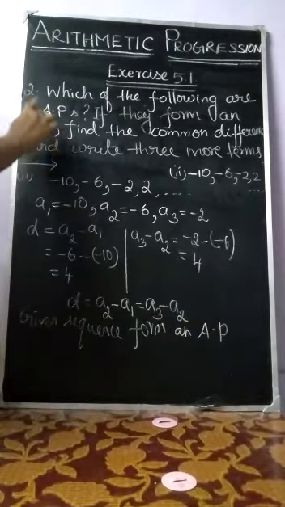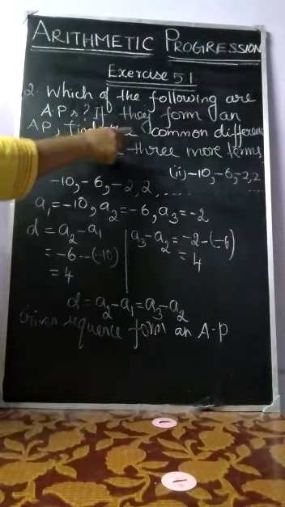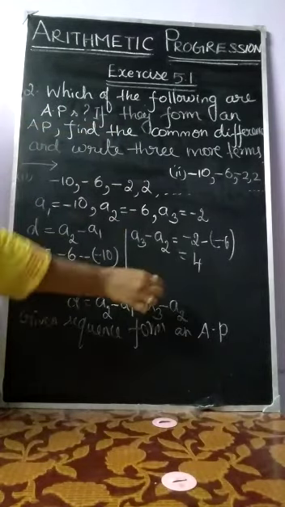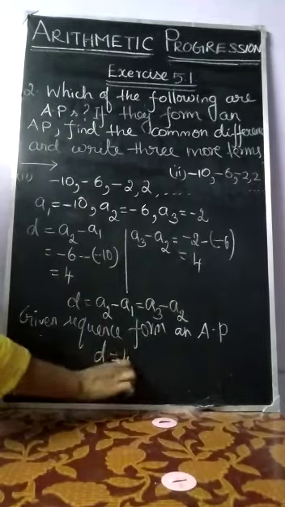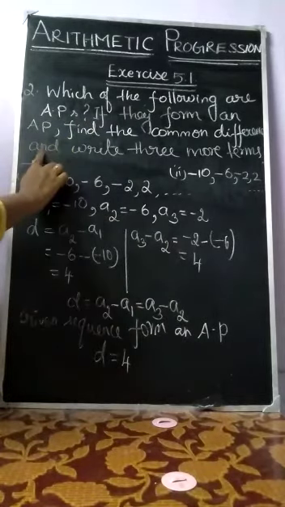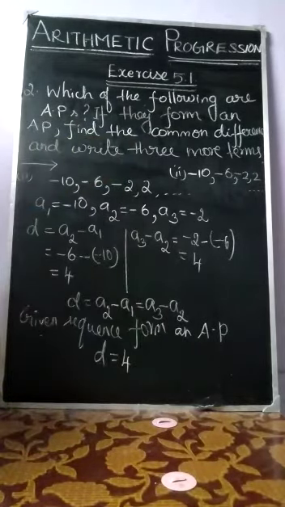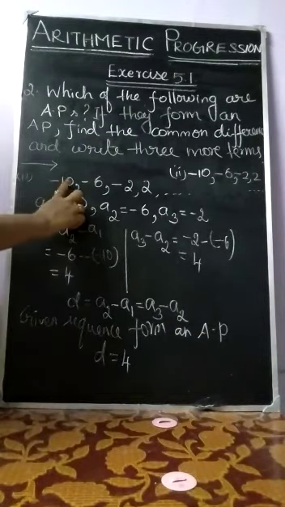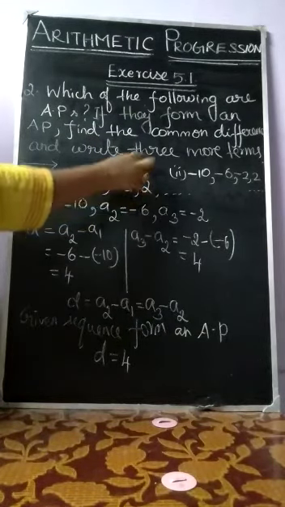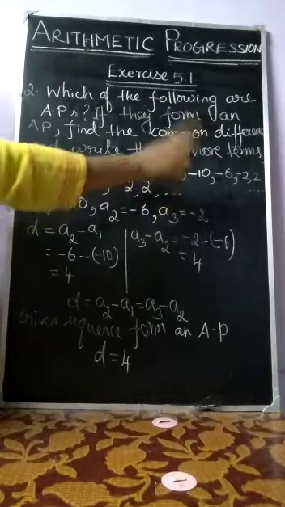What is our question? Which of the following are APs? If they form an AP, find the common difference. So our first value D is equal to 4. What is our next question? Write 3 more terms. 3 more terms means we have to calculate A5, A6 and A7, since A1, A2, A3, A4 are given.